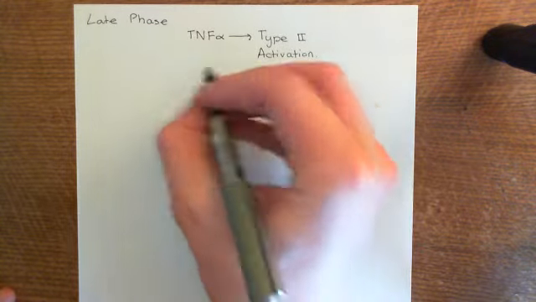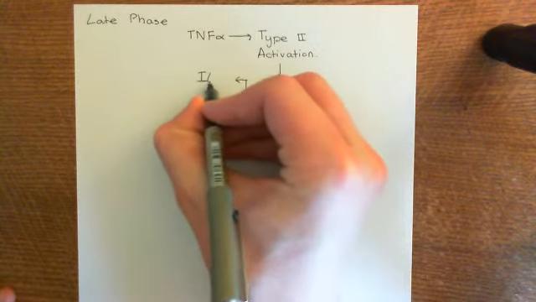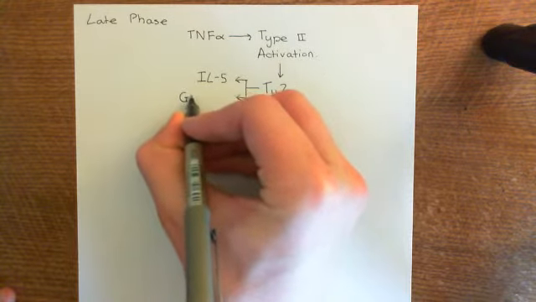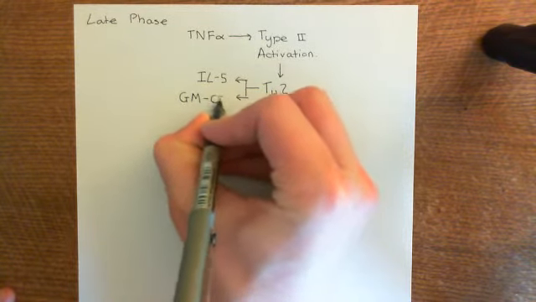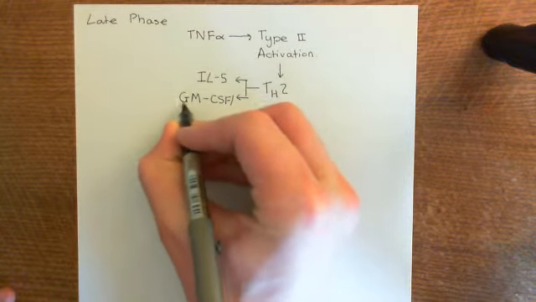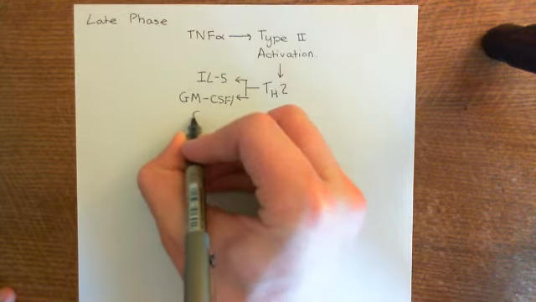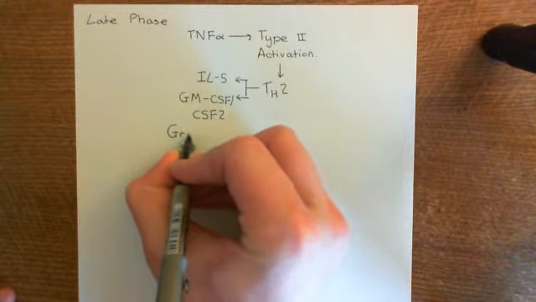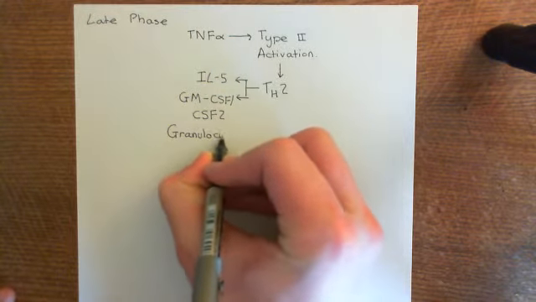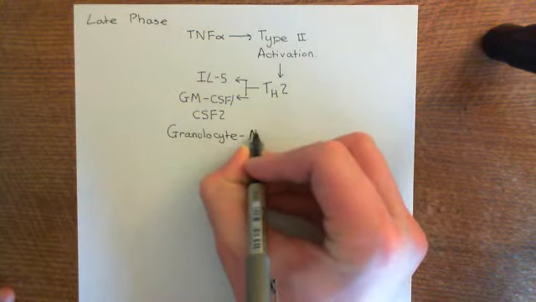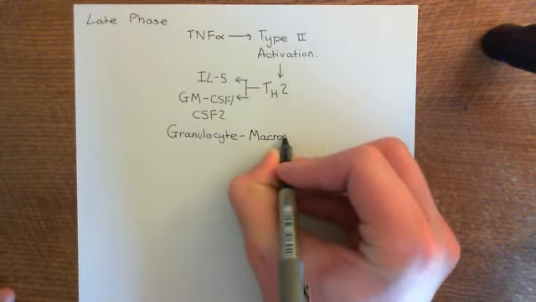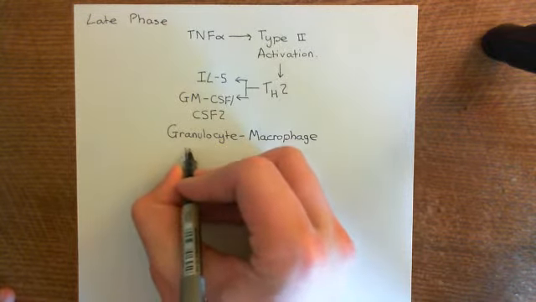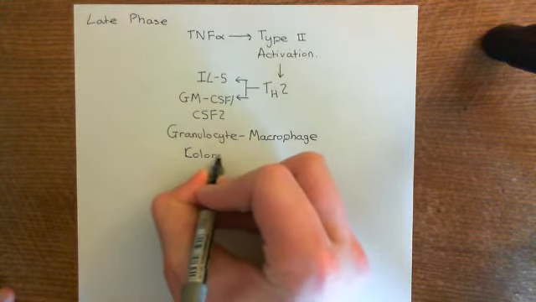Okay, so they start producing interleukin-5, IL-5, and also another protein known as granulocyte macrophage colony stimulating factor, which is also known as colony stimulating factor 2. So let me write its name out in full. So granulocyte macrophage colony stimulating factor.